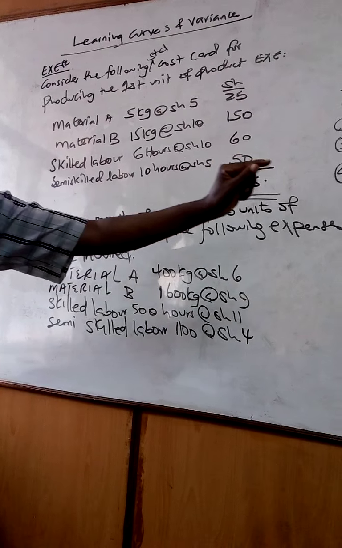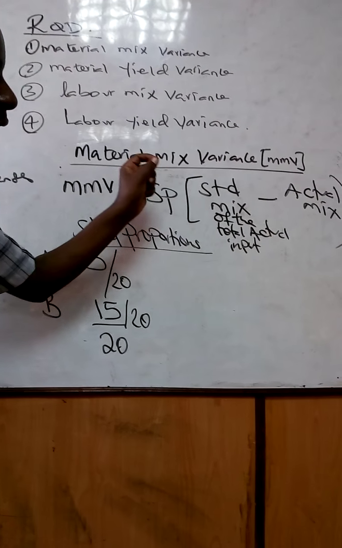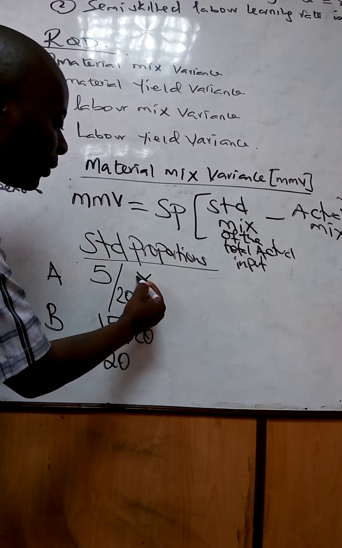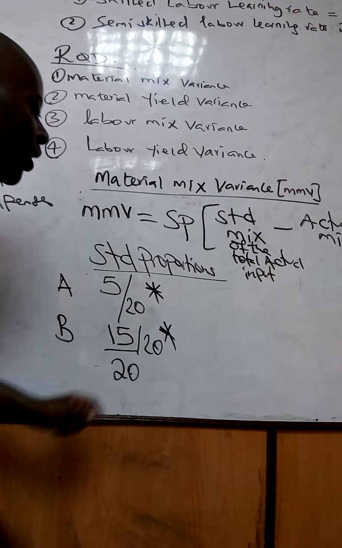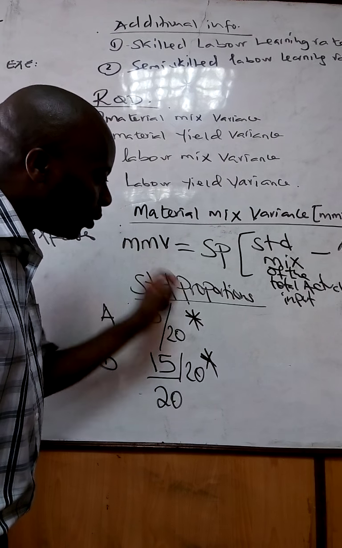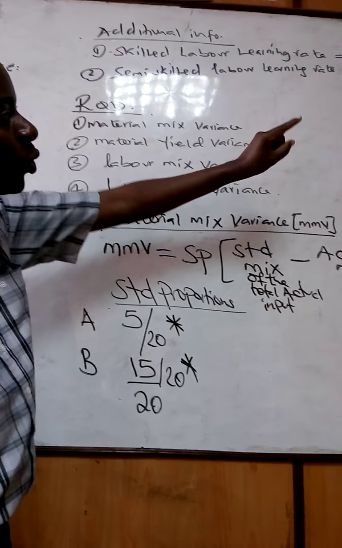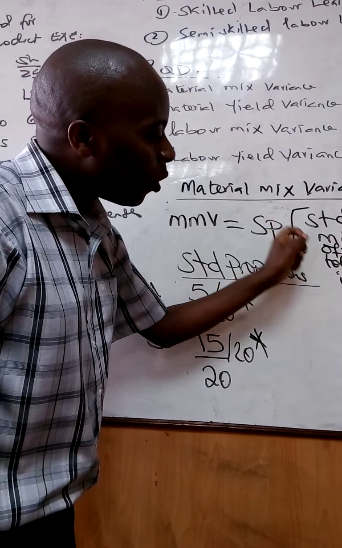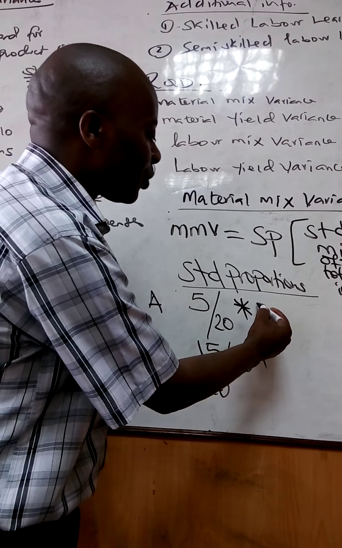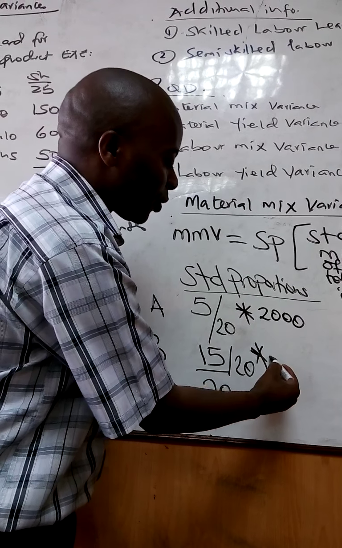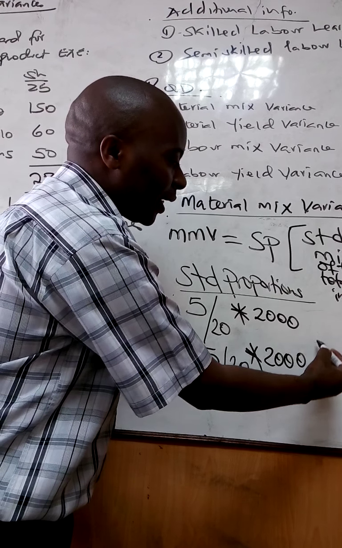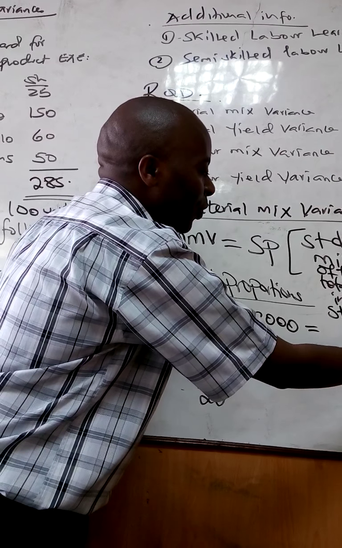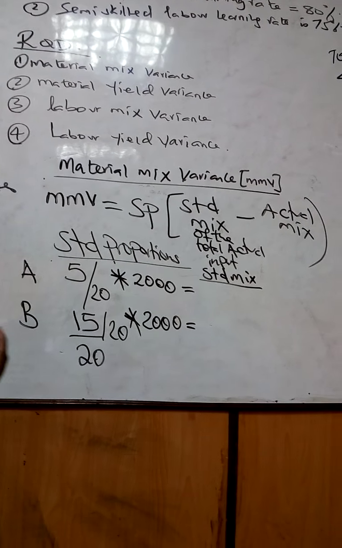Standard mix of the total actual input. What that means in this case is that for us to come up with that standard mix, we take the standard proportions and multiply them with the total actual input, because standard mix of means multiply. So this one times 2000, also this one times 2000. Whatever we shall get will represent our standard mix.